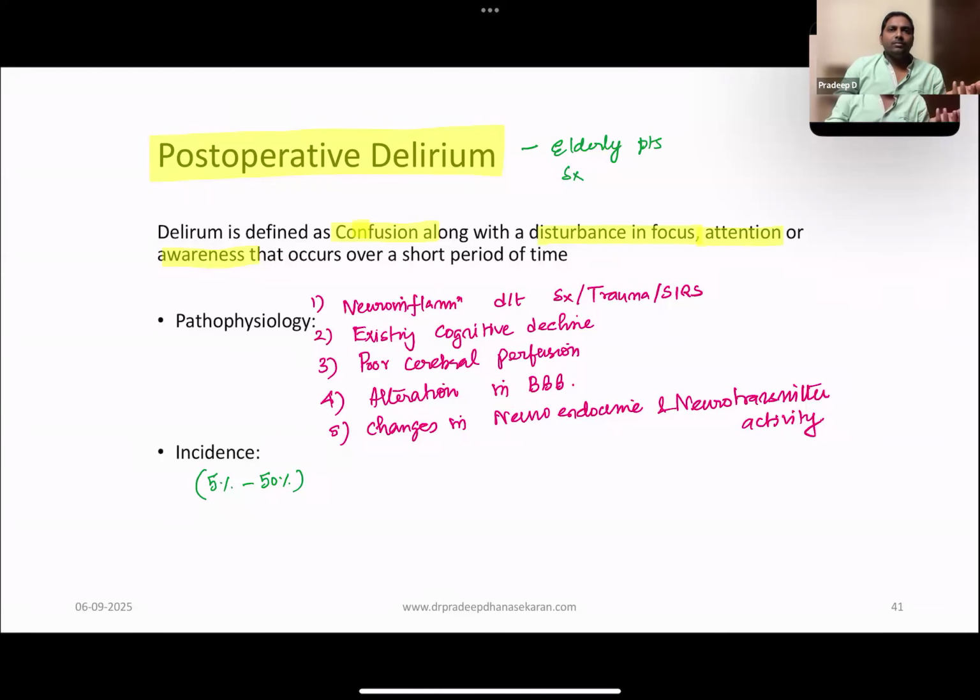What is the cause for this delirium? Number one, there is already cognitive decline, decreased cerebral perfusion pressure, and alteration in the blood-brain barrier. Next, the most important thing, neuroinflammation, secondary to inflammatory cytokines, secondary to the surgery or trauma or the injury response. And finally, there are changes in the neuroendocrine levels. The incidence of delirium is 5 to 50%, and the patient can present with a hypoactive delirium or a hyperactive delirium.